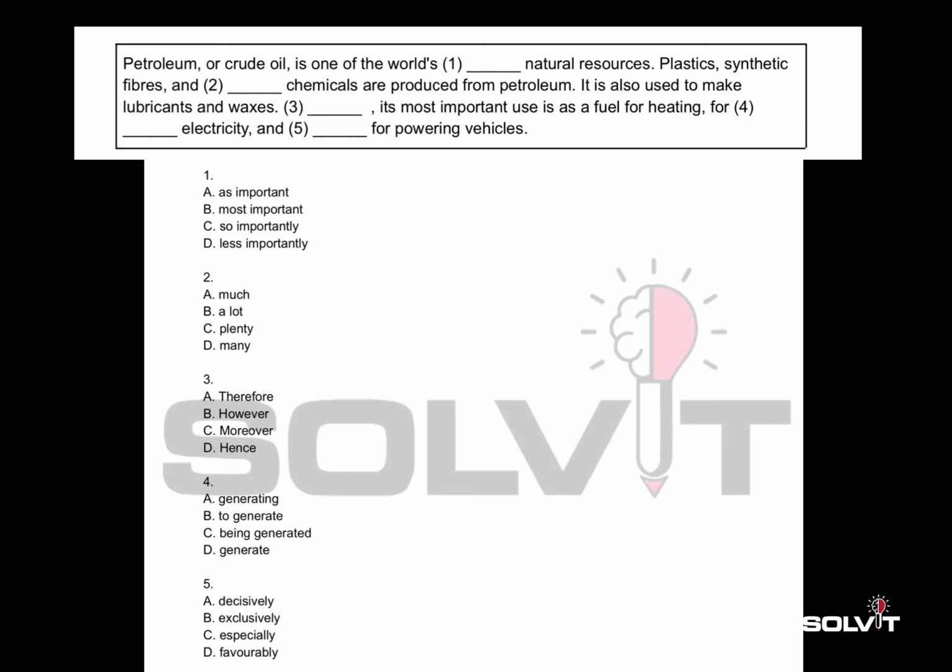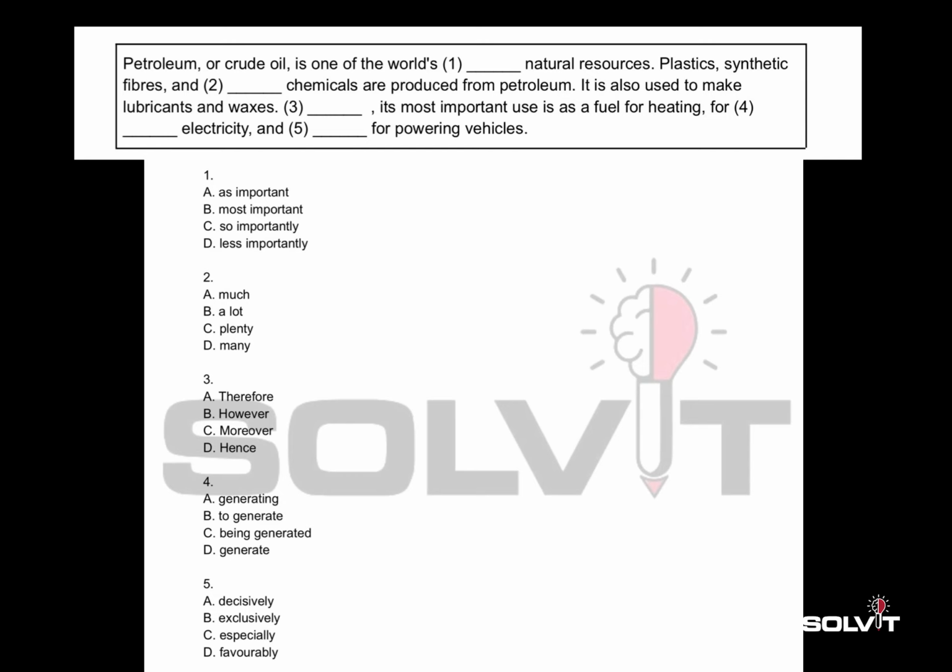So let's read it. Petroleum or crude oil is one of the world's dash natural resources. Plastics, synthetic fibers, and dash chemicals are produced from petroleum. It is also used to make lubricants and waxes. Dash, its most important use is as a fuel for heating, for dash electricity, and dash for powering vehicles.